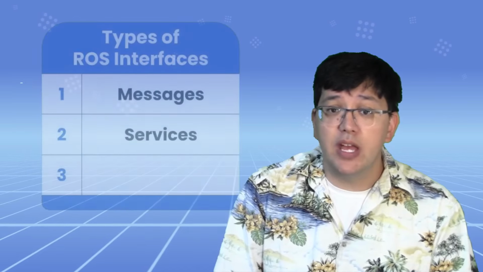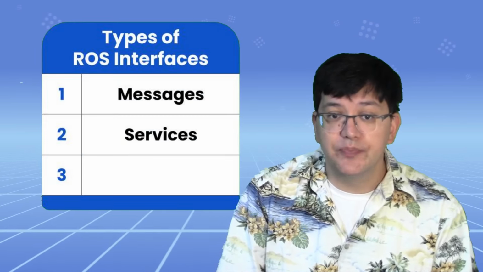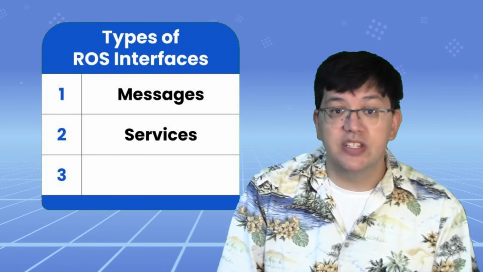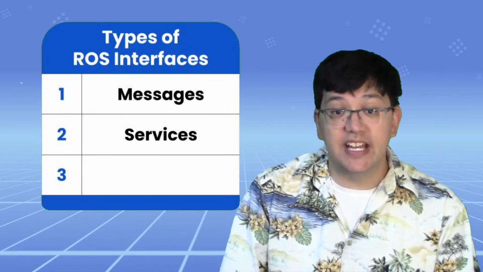Now, messages are great for one-way communication, but sometimes you want to know that the message has been received, or you want to know the result of some calculation. For that, we have the two-part service interface. Defined in the srv folder, the two parts of the definition are separated by a line with 3 hyphens on it. The first part is called the request, and the second part is the response.